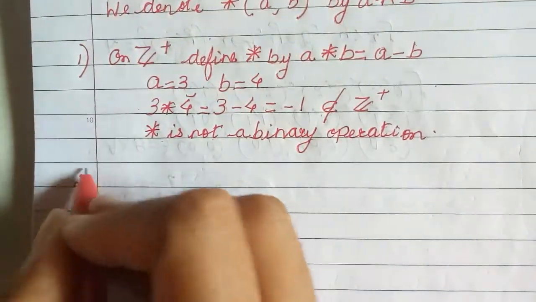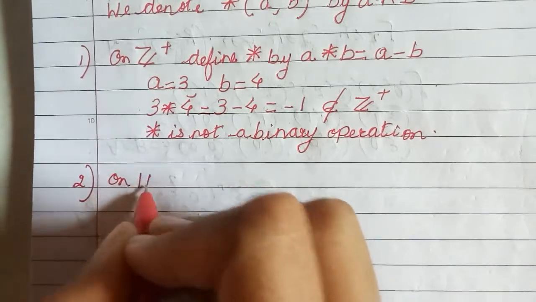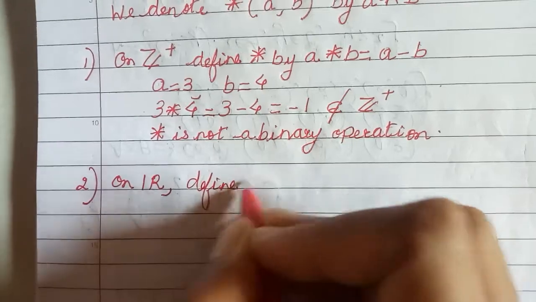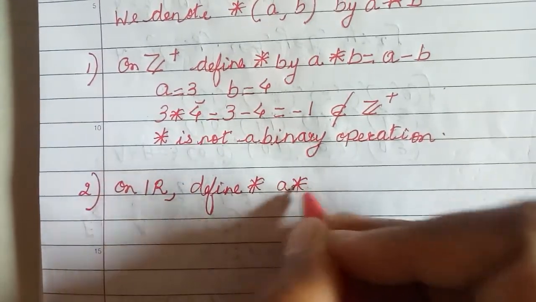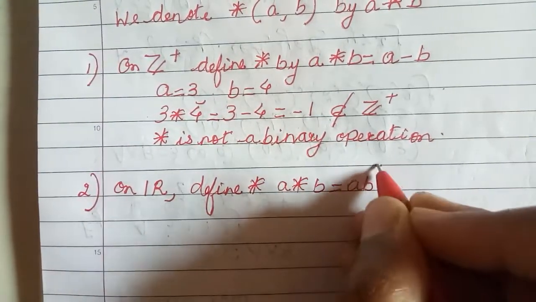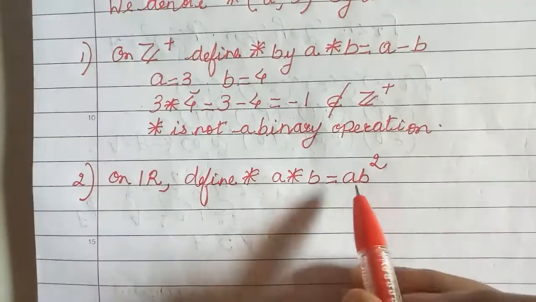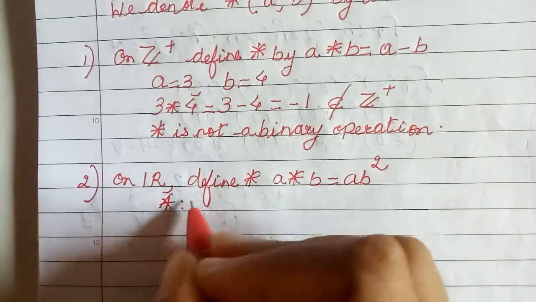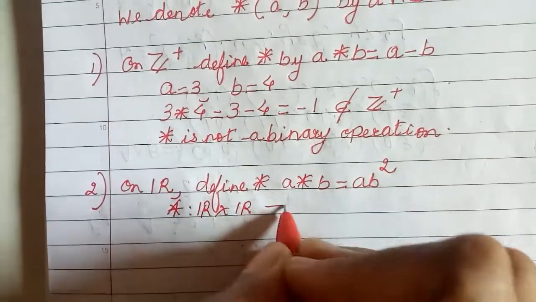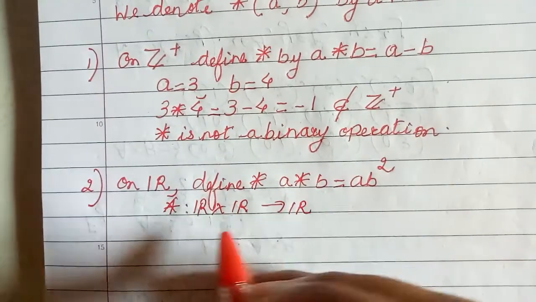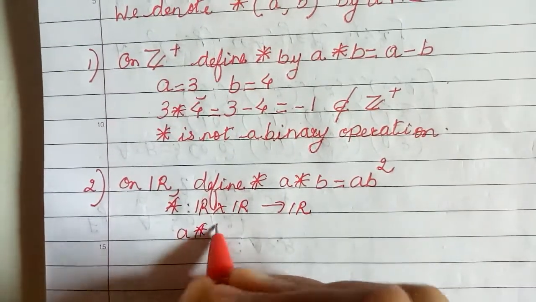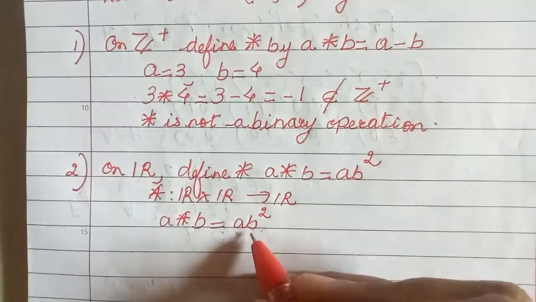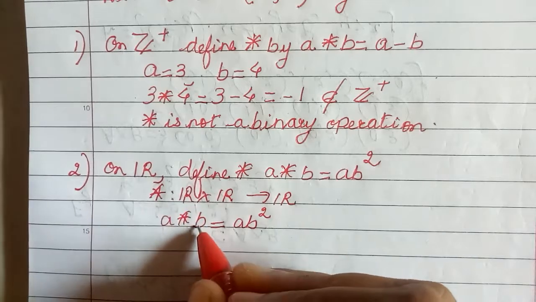Now let me go for the second one. Now I am going to take my real number set R. I am going to define my star as a star b equals a b square. So here I can see that a product of real numbers is taken. Star is a function from R cross R to R. So a star b is defined as a b square, that means a product of real numbers. You know that a is coming from R, b is coming from R.